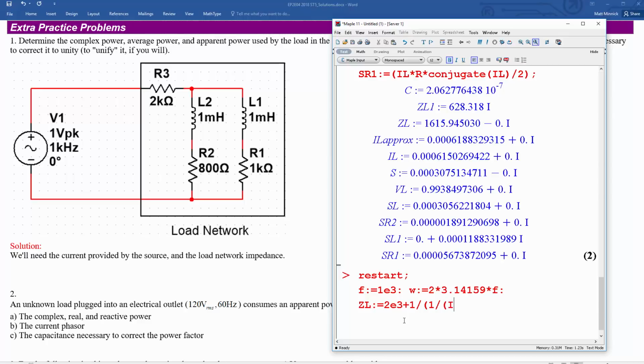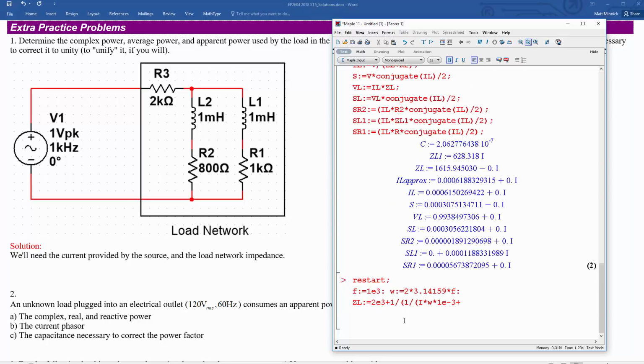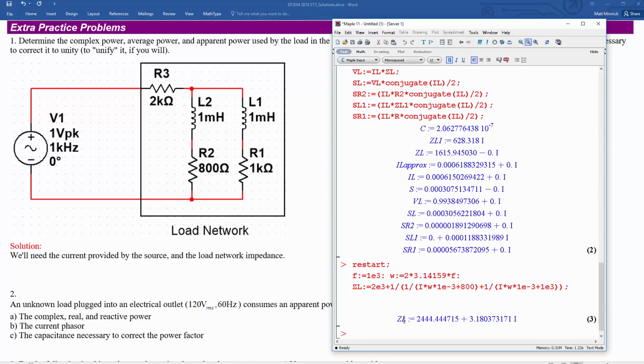So we'll have 1 over the first impedance, I times W times 1e minus 3, 1 millihenry, plus 800. And then we're going to go 1 over I times W times 1e minus 3, plus 1,000. Okay, so there is our load impedance.